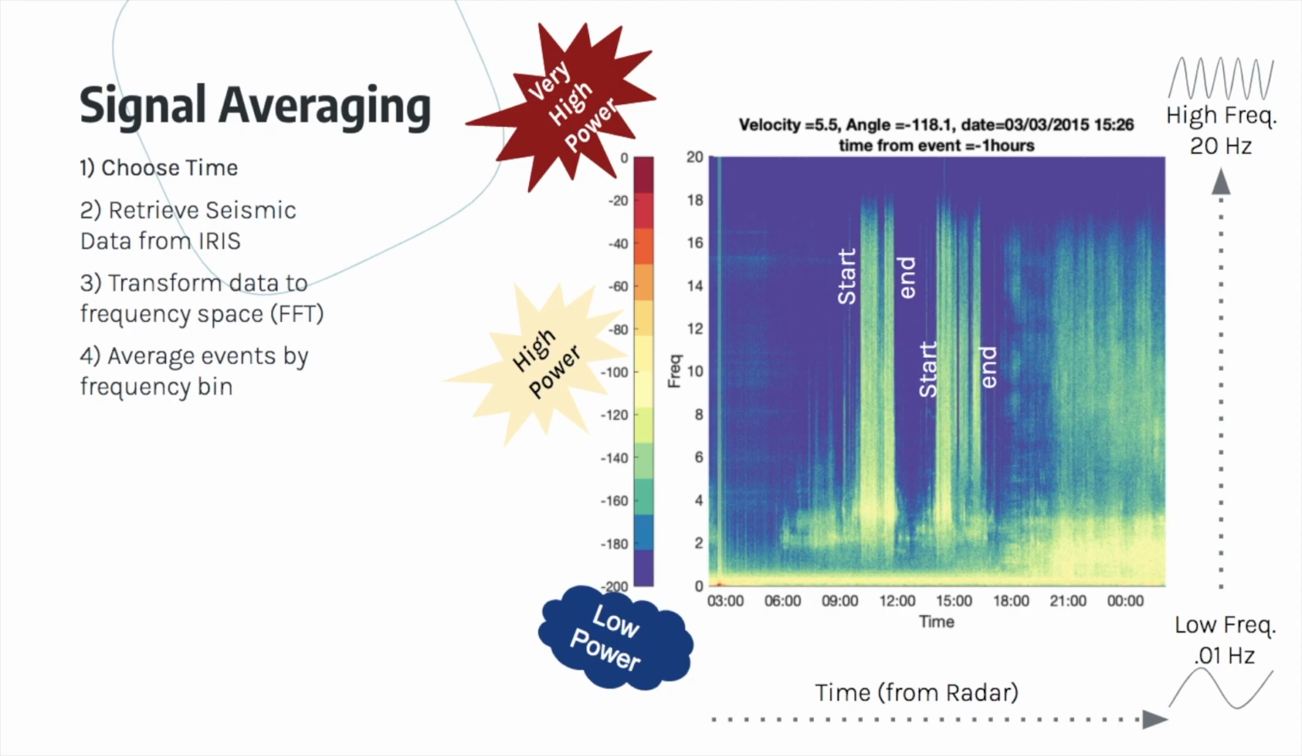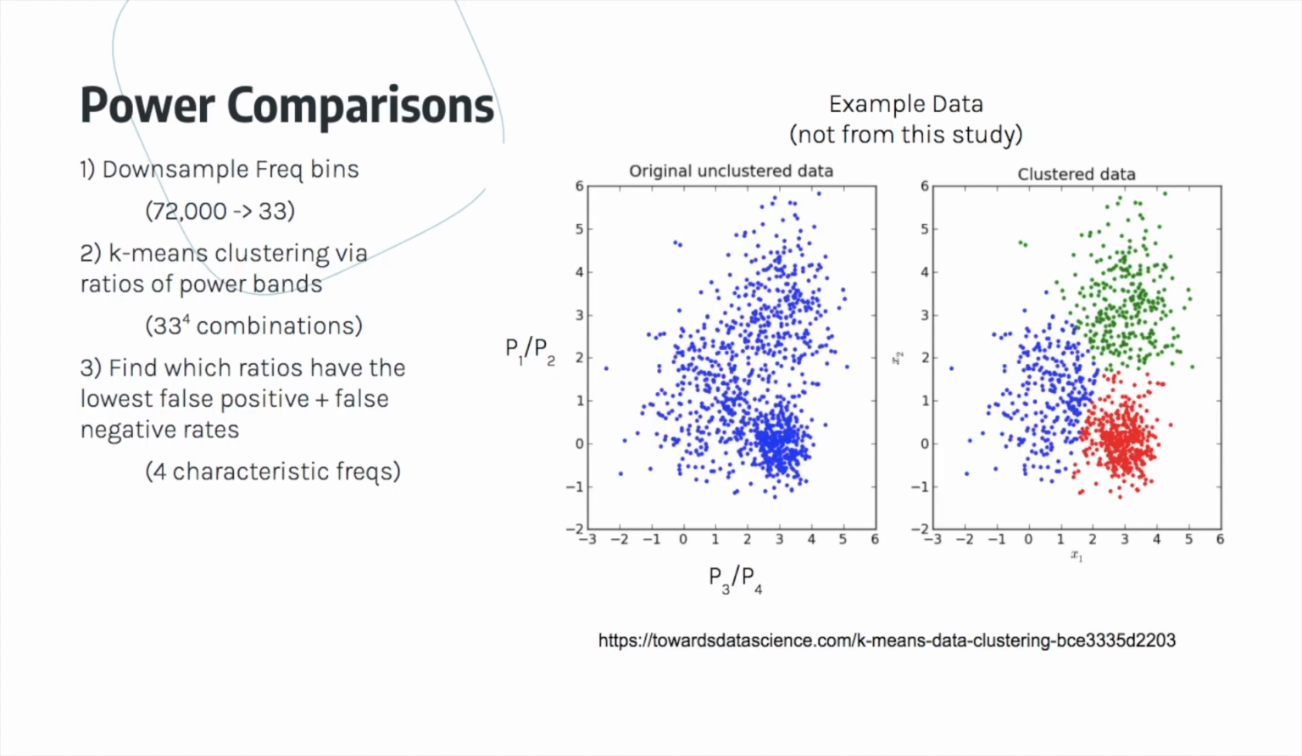We would then take these frequency domain signals and average them across each frequency bin. The last step was to compare the signals. We did this using a form of principal component analysis, using the ratio of 2 power bands. We wanted to use the ratio of powers to block any difference in normalization procedure. In the end, we wanted to find 4 frequency bins creating the most distinct clustering.